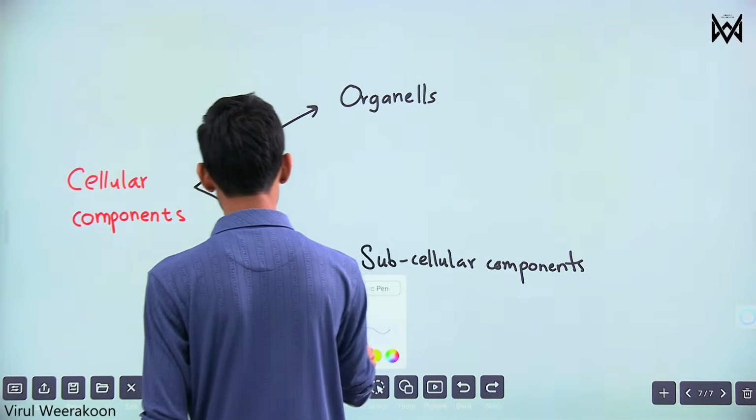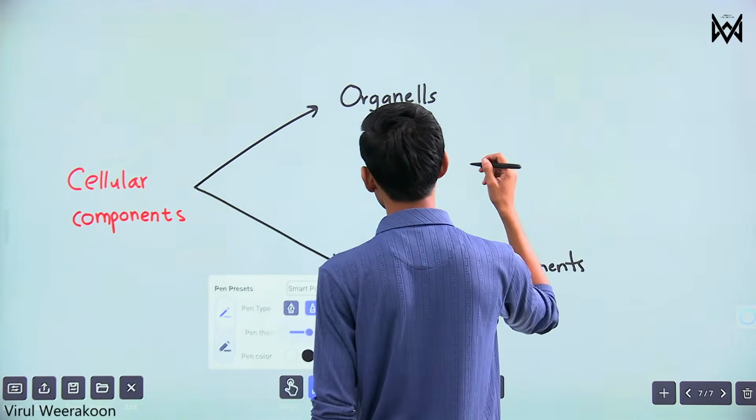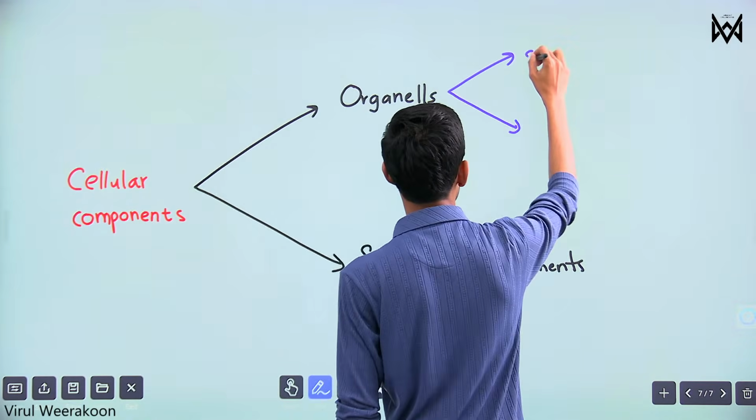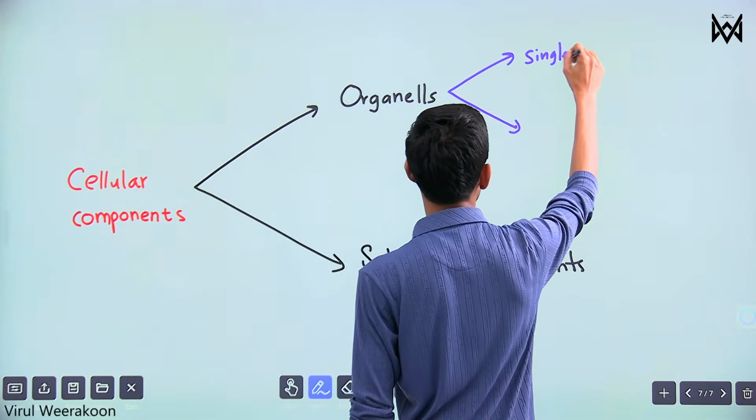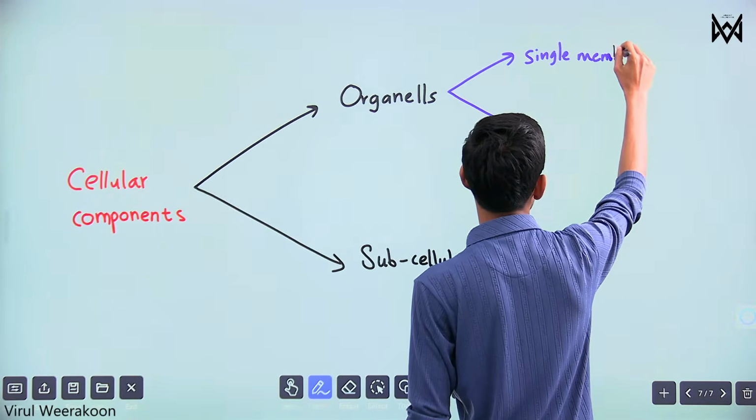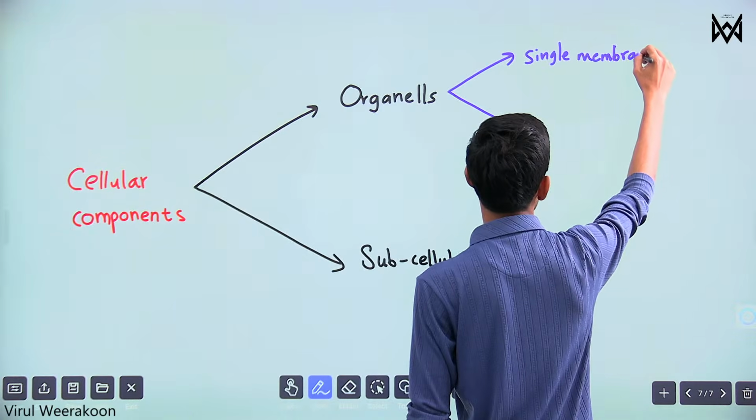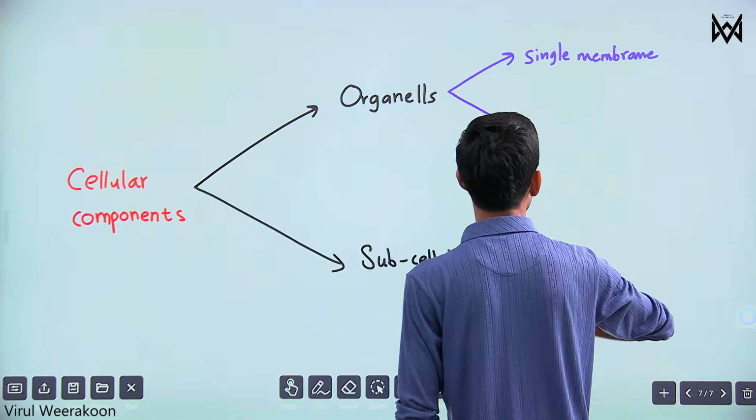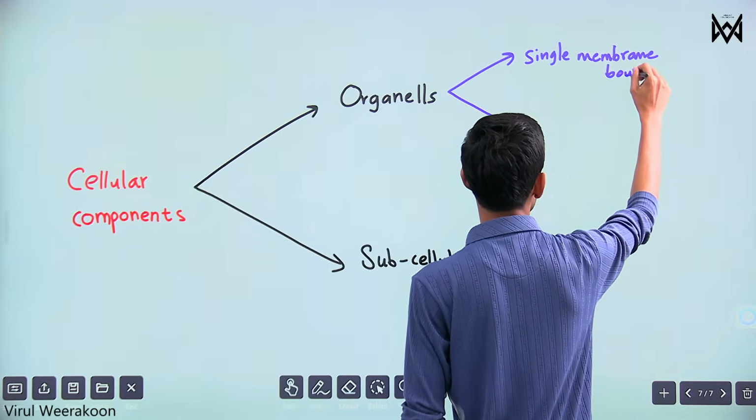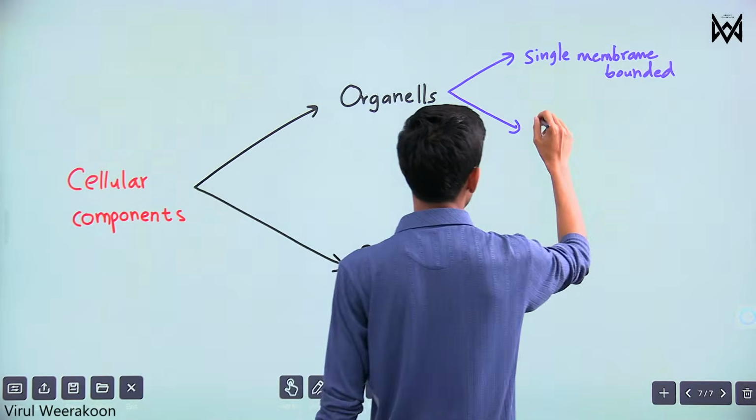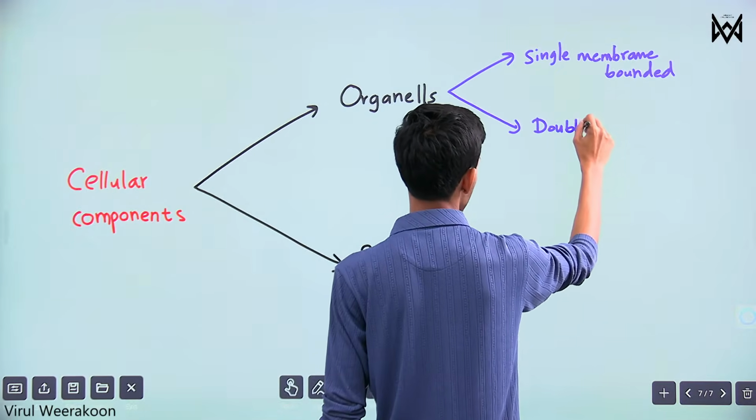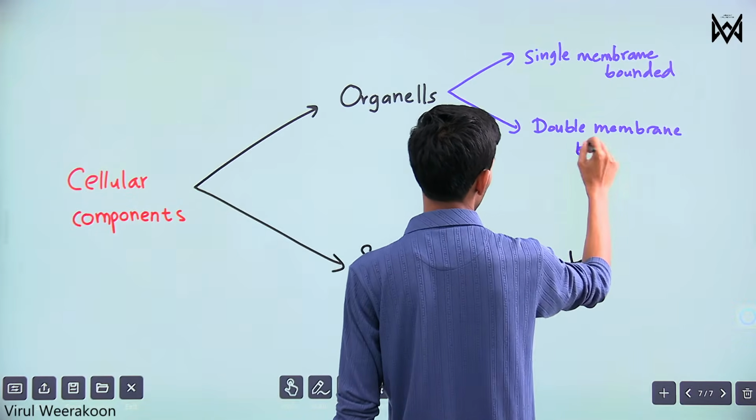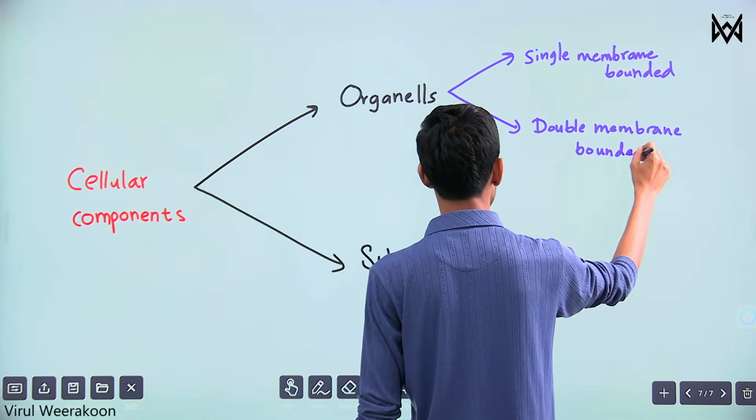Within the cell, the difference is that organelles are membrane bounded. Further, we can divide organelles into two: single membrane bounded, meaning organelles covered by one membrane, and the other one is double membrane bounded.